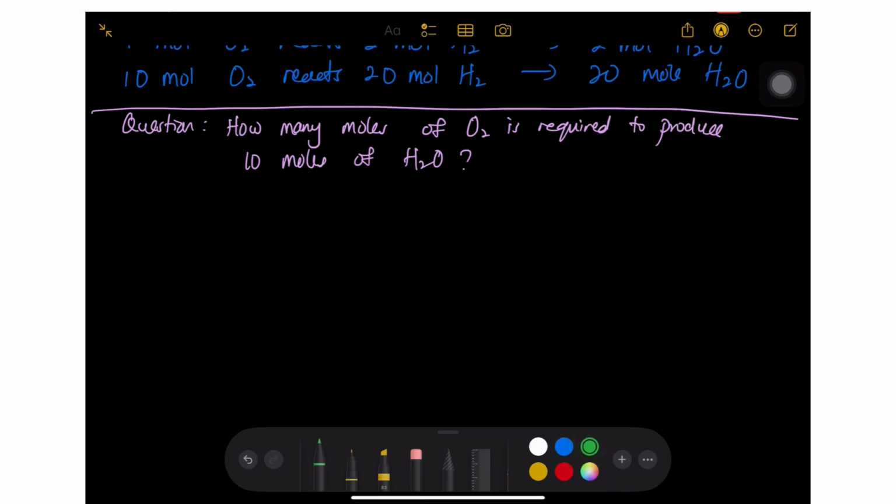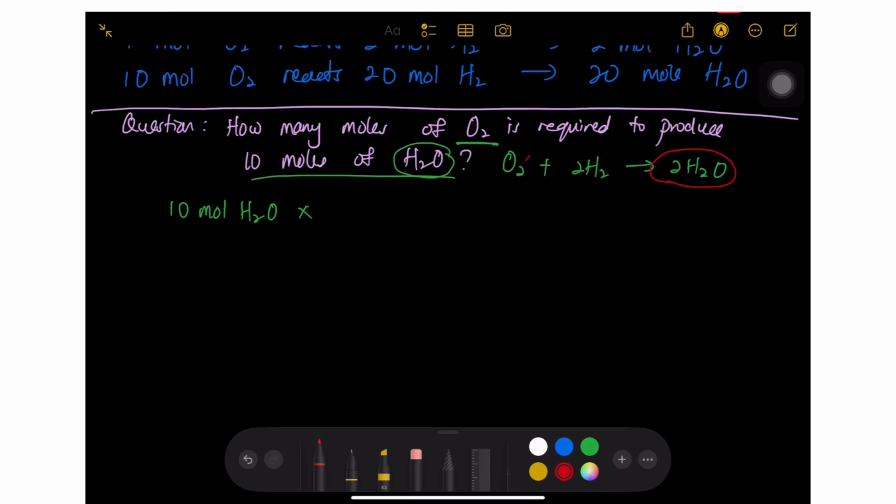The information that we have here is 10 mole of H2O. So we write 10 mole of H2O at the front. And what is the recipe? The recipe is O2 plus 2H2 become 2H2O. So I'm looking for O2. And the information that is given here is H2O, meaning the information that I can get from the stoichiometric equation is H2O and O2. So let's write down the recipe.